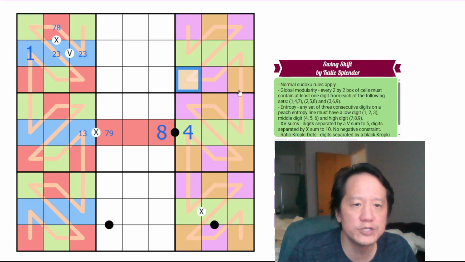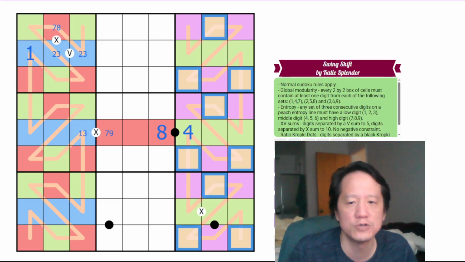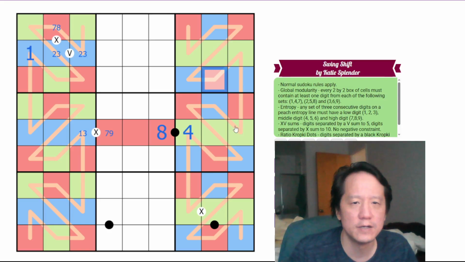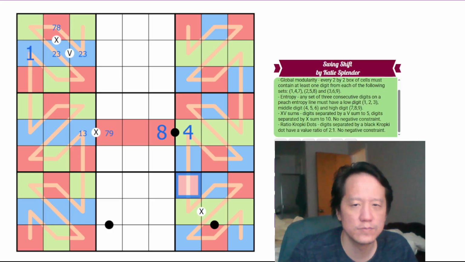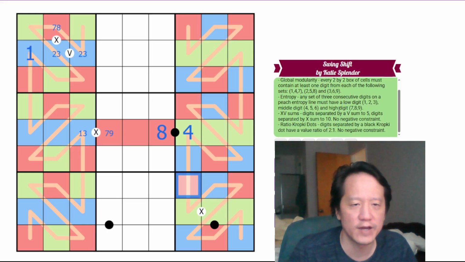Orange cannot be the same as high, because if orange were high, you'd have 4 highs in row 3, and that's not allowed. So orange has to be low because it can't be the middle anymore. Therefore, pinks must be high. And then we have also global modularity, so we need to keep track of that.